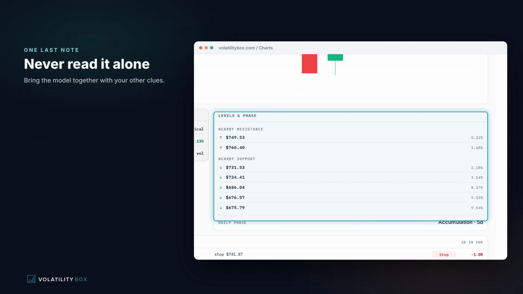Now, one last note that I want to leave you with, which is when you are looking at the scanner, it's very easy to just focus on the models alone. And simply because you see price breaching our models, you start to take that and run with it. I think it's very important to bring together the models with other clues like what is the big picture trend, what's the support resistance levels nearby, what's the market pulse stage, and use that to build a better picture because you can turn a really nice day trade into a much nicer swing trade.